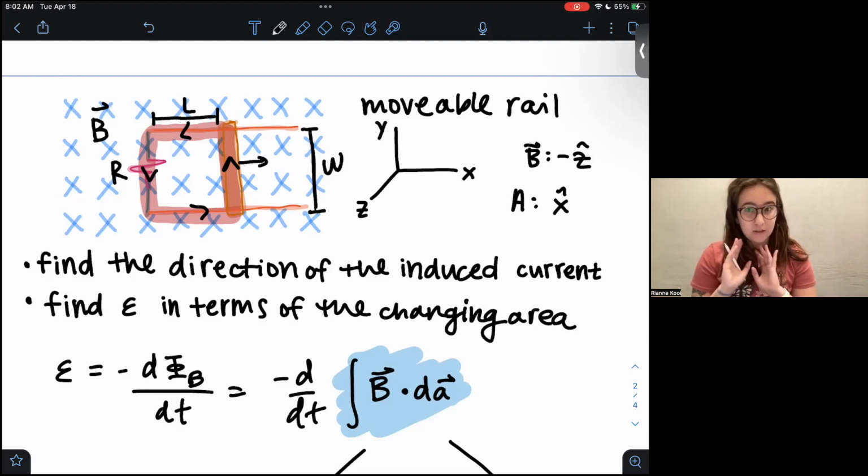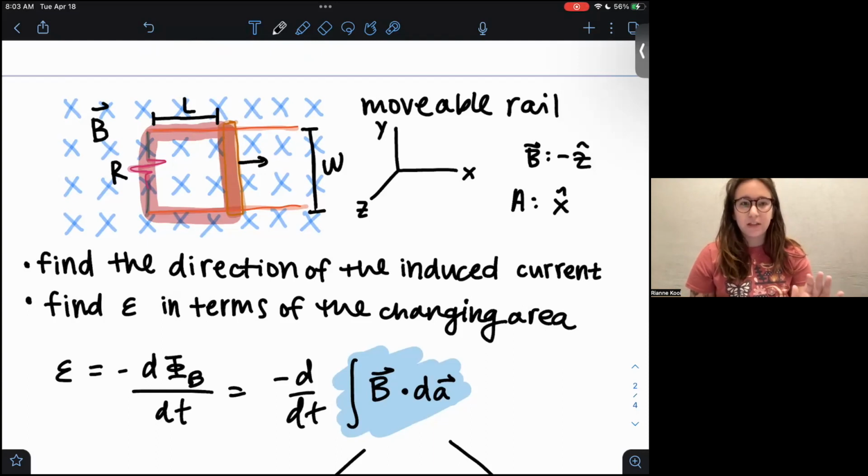Lenz's law states that it's the change in magnetic flux that is important, not just the magnetic flux, but the change in it. So that's how we would do it if the area was changing. If it was increasing, then the induced current will be going counterclockwise because it will induce another magnetic field that points out of the board to oppose that change in magnetic flux, because the flux is increasing.